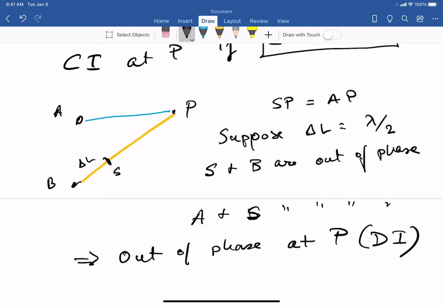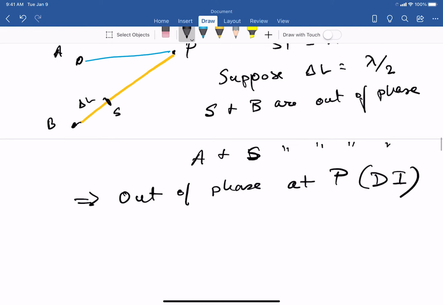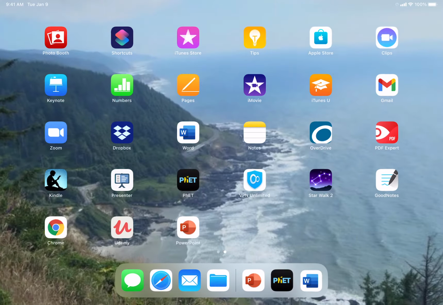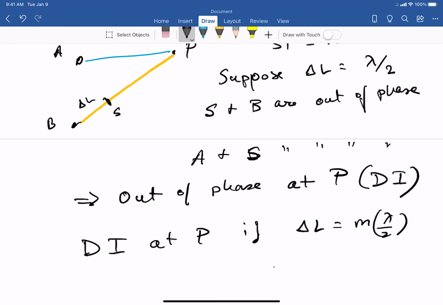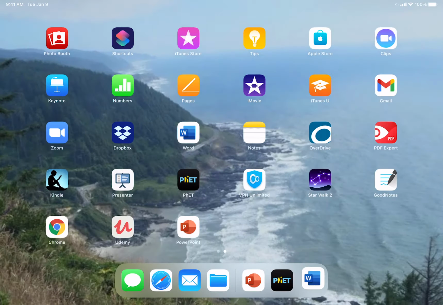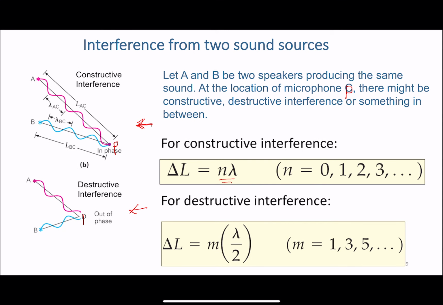Now the same logic would be true if delta L was 3 lambda over 2 or 5 lambda over 2 or 7 lambda over 2, right? It would be exactly the same logic. So you can immediately get the condition for destructive interference. Destructive interference would happen at P if delta L was m times lambda over 2, where m is an odd integer: 1, 3, 5, and so on. And that's it. So that's the condition for destructive interference.